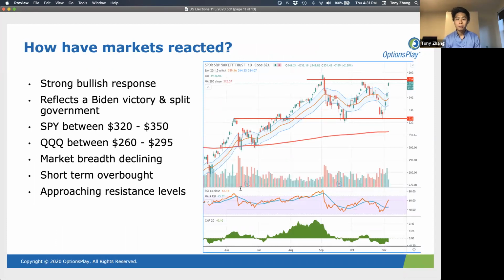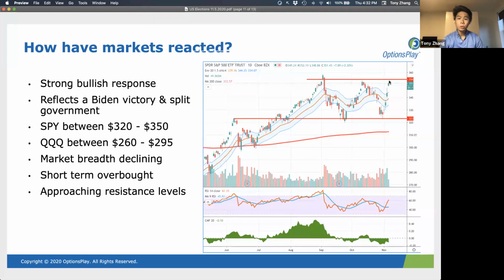So how have markets responded to the election? I think anyone who's been alive over the past couple of days has seen a huge positive response in the markets. On election day, we saw about a 4% move to the upside overnight on the NASDAQ, a little over 2.5% on the S&P, and that has continued going into today.